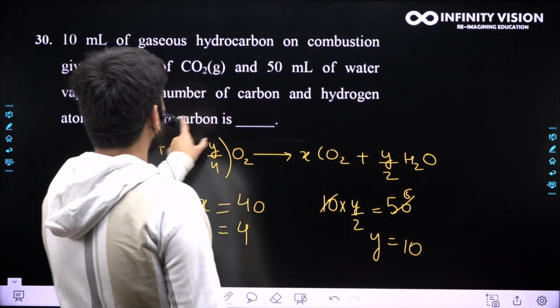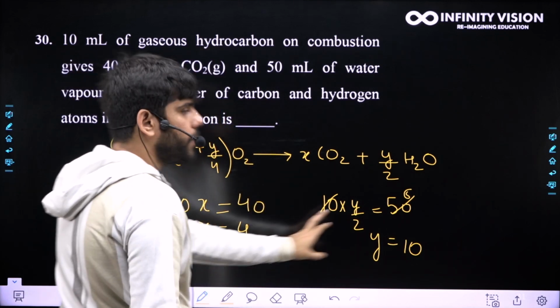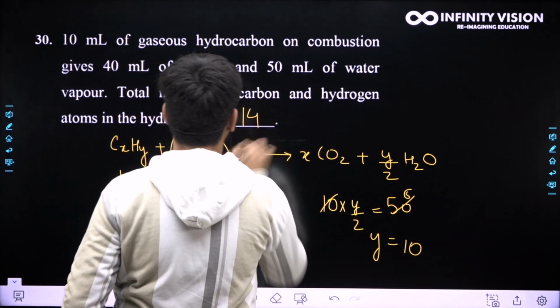They are asking you the total number of carbon and hydrogen atoms in the hydrocarbon, that is 4 plus 10. So 14 is the right answer.